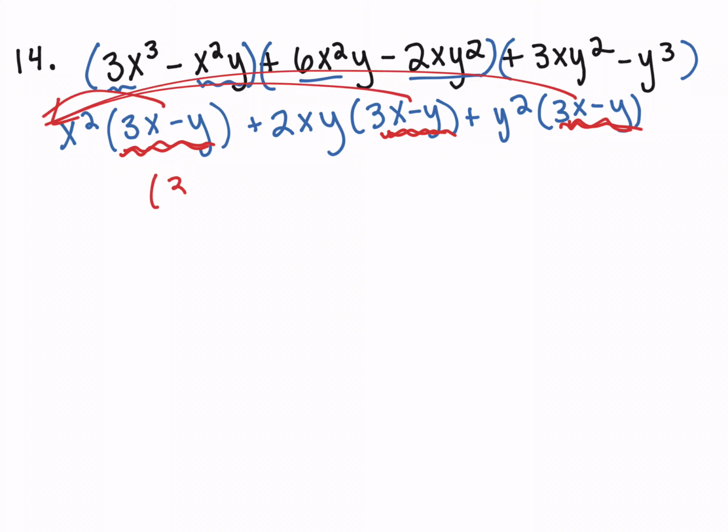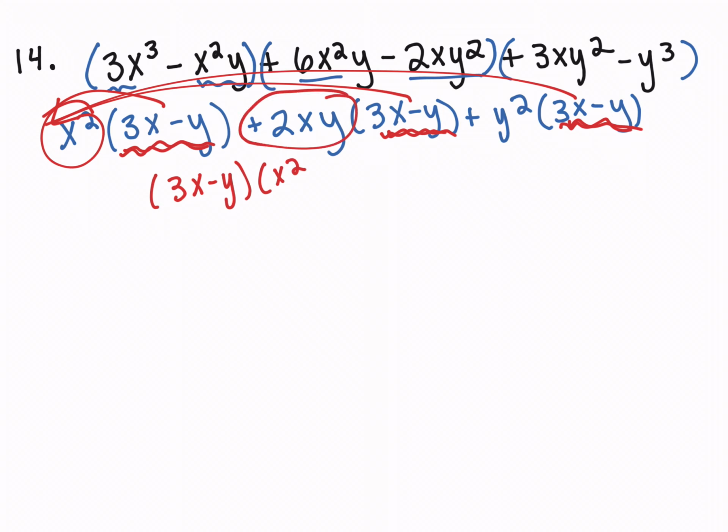So we're going to take out 3x minus y, and we're left with x squared plus 2xy plus y squared. Now, this is not complete, and this is where it's really good to know your formulas. This actually is directly the perfect square formula.